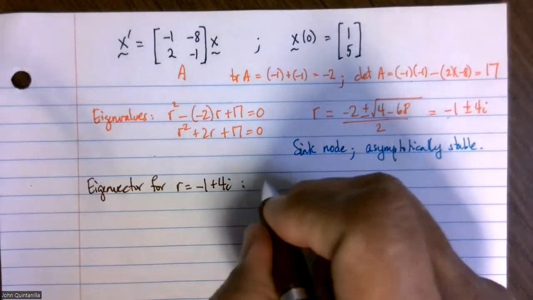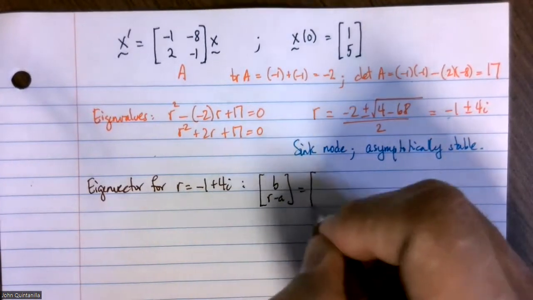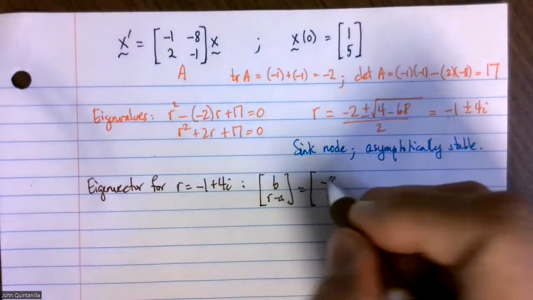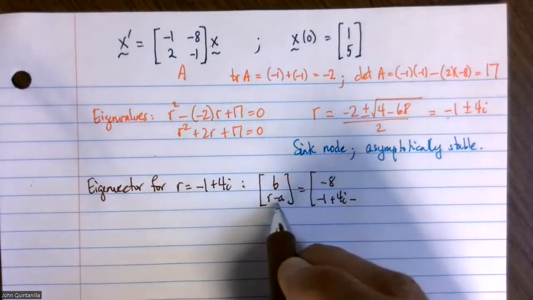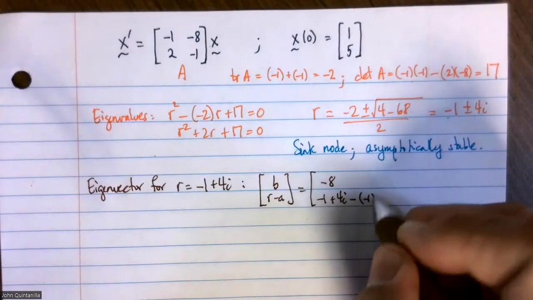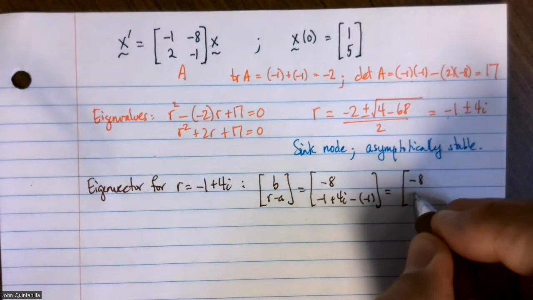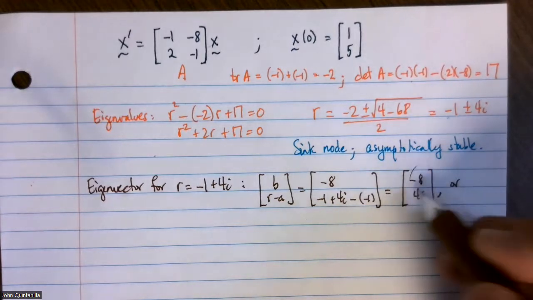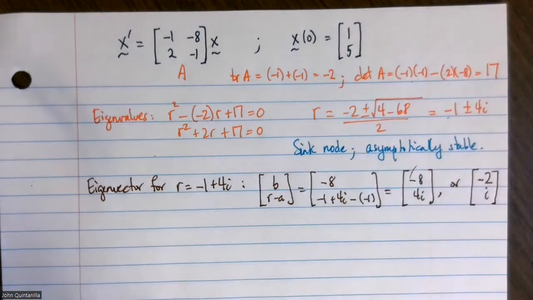And to do that, the shortcut method is b, r minus a. The b corresponds to the upper right corner here, -8. The r is -1 plus 4i, minus a, which is -1. And so we get -8, 4i. And we can multiply this by any constant multiple. So we'll multiply it by a fourth, and we get -1, 2i.